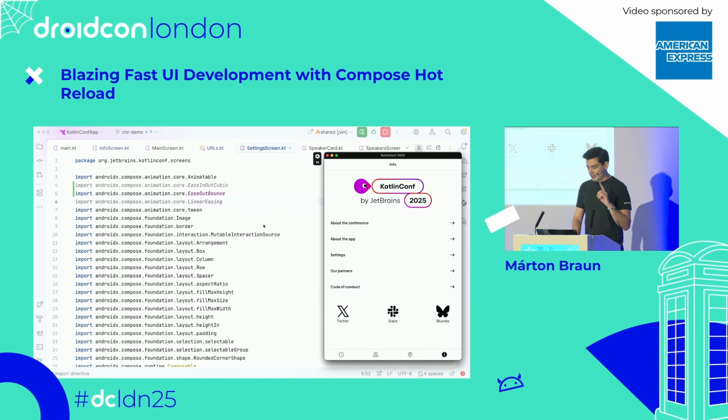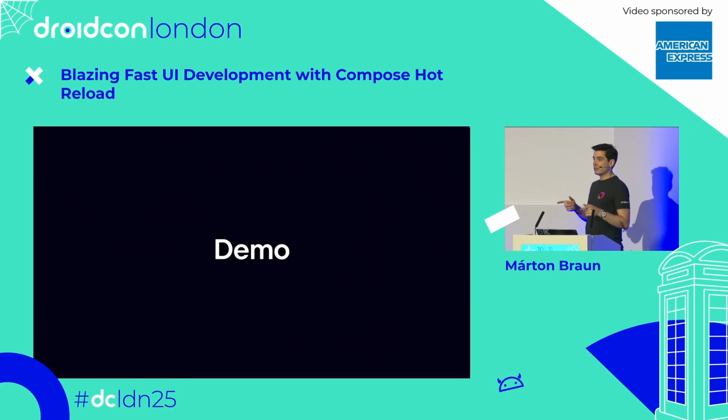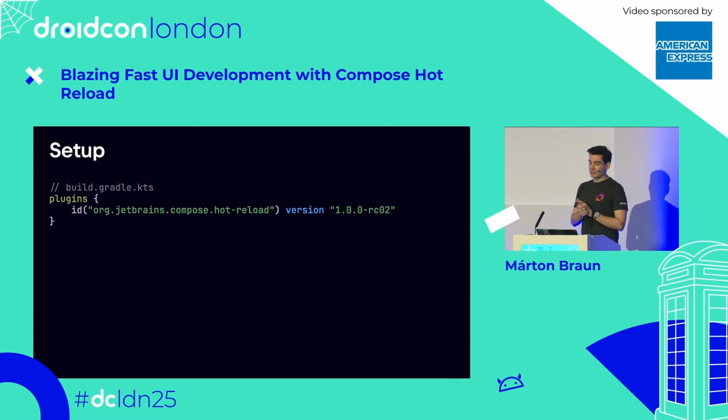OK, we'll get back to demos in a bit. But I do want to tell you a bit about how hot reload works now that we've seen it in action. So first of all, how do you add this to your project? To set it up, you need to add a Gradle plugin. You can see that we're currently in RC2, so we are essentially stable. We're just waiting for some other releases so that we can push things out at the same time. But we have basically gotten to 1.0 with hot reload, which is really nice.